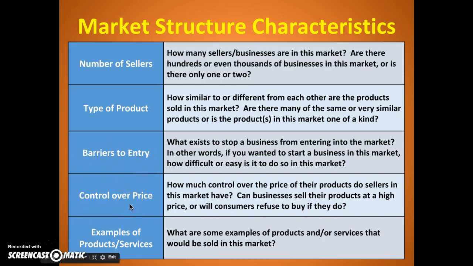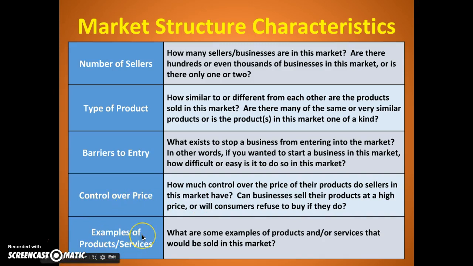Fourth is control over price. In some markets, you don't really have any control over price. You have to set your price for your product at whatever supply and demand say you should, and that's based on what customers and other competitors are already determining. In other markets, like in a monopoly, if you're the only person selling that product, you might be able to set your price wherever you want it to be, and that gives you a lot of control over the price.